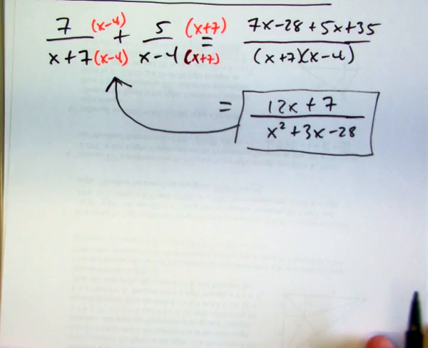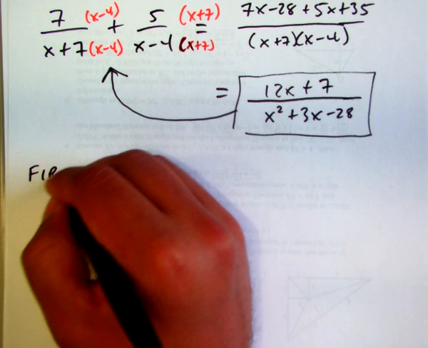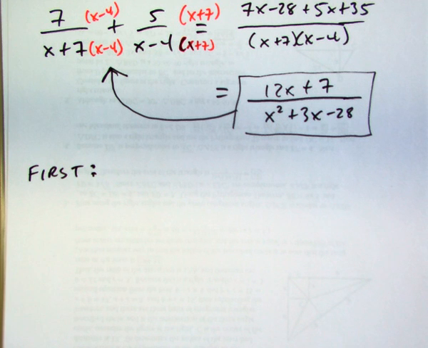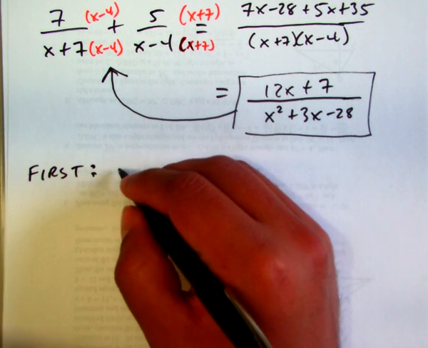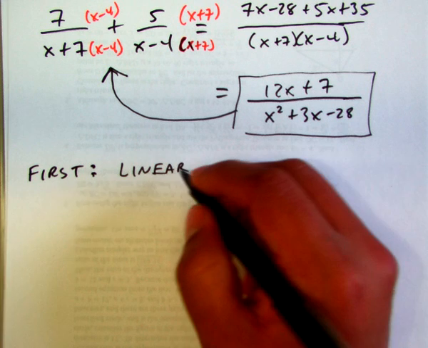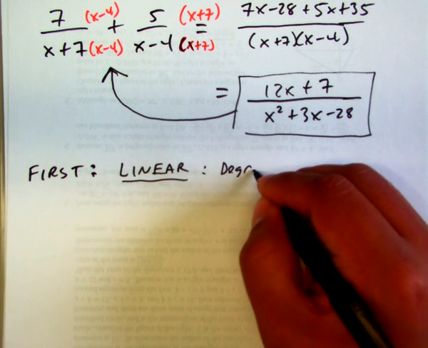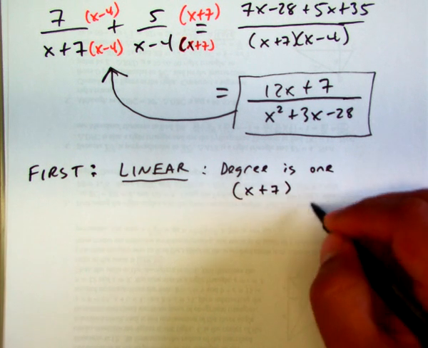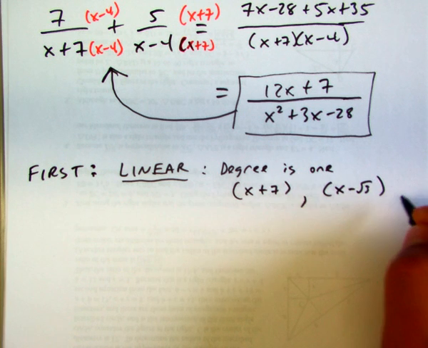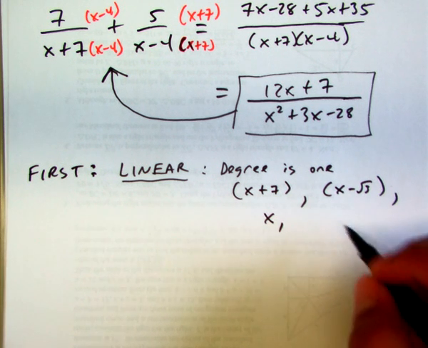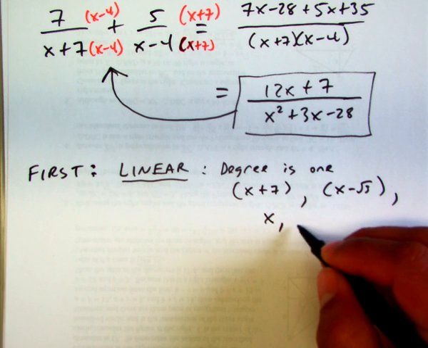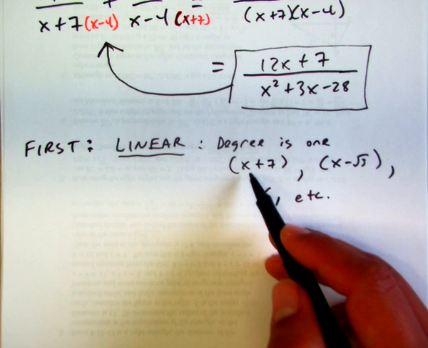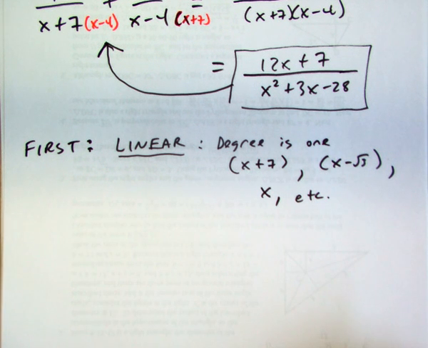So what we'll do first is some background information and some terminology that you need to be familiar with. Something that's linear means that the degree is 1. So things like x plus 7, x minus root 3, just x, etc. Each of these expressions is linear because the degree of x is 1. So you have a bunch of examples here of linear expressions.